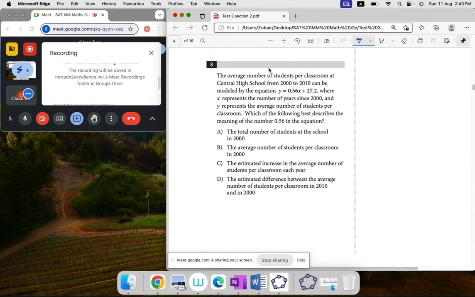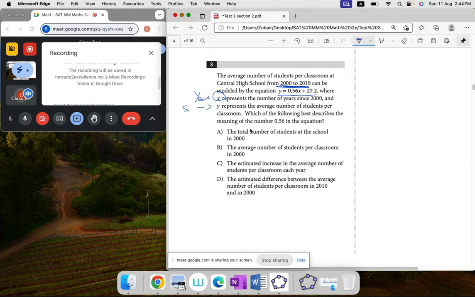All right, sir. The average number of students per classroom at Central High School from 2000 to 2010 can be modeled by this given equation, where x represents the number of years since 2000 and y represents the average number of students per classroom. So these are years and these are students and years. Okay.